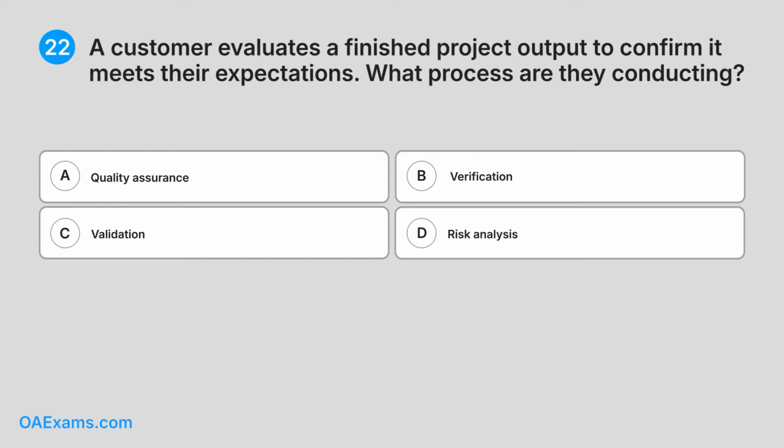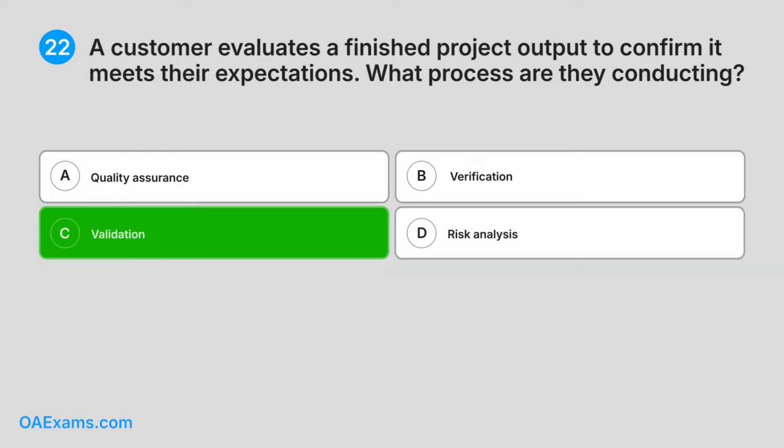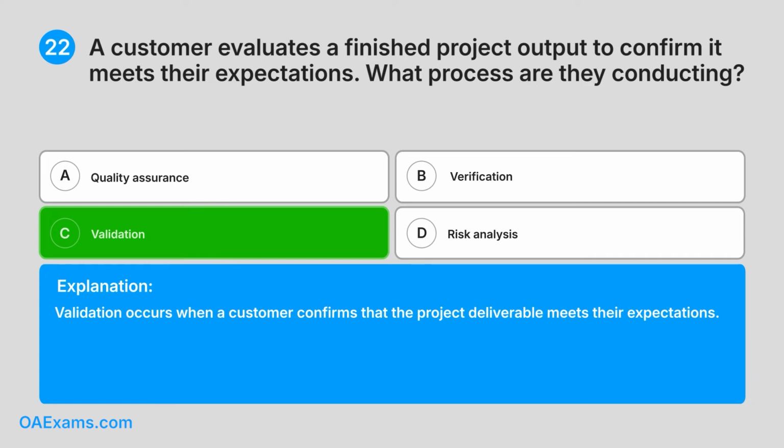Correct answer: C. Validation. Explanation: Validation occurs when a customer confirms that the project deliverable meets their expectations.